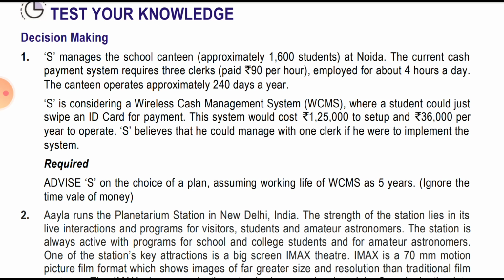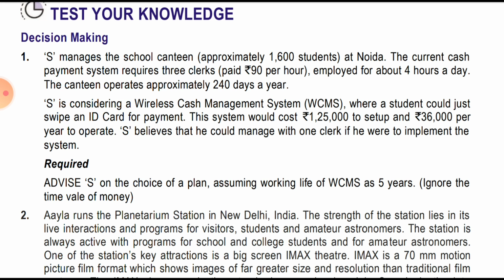Let's start. Decision making. First, S manages a school canteen with approximately 1600 students at Noida. The current cash payment system requires 3 clerks paid 90 per hour, employed for about 4 hours a day. So they are employed for 4 hours. The canteen operates approximately 240 days. So they are paid 90 per hour and 4 hours per day into 240 for the year. So it amounts to 86,400 for the entire year for one employee.